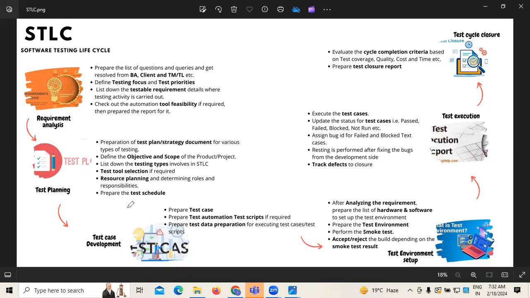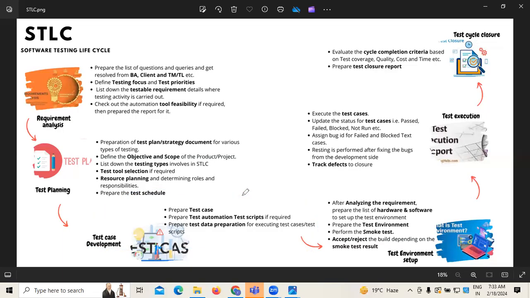This is where test cases come into the picture. We need to prepare the test cases. Test case development is something which we have to identify. This is where the preparation of test cases comes into existence. Once we have prepared the test cases, the next is test automation and test scripts. Whatever test automation is to be done, what different scripts do they want to write? What kind of data is required to execute these test cases? All this comes under test case development, which the testing team has to do.